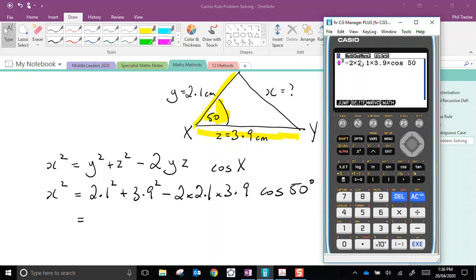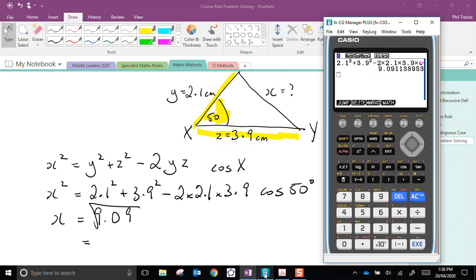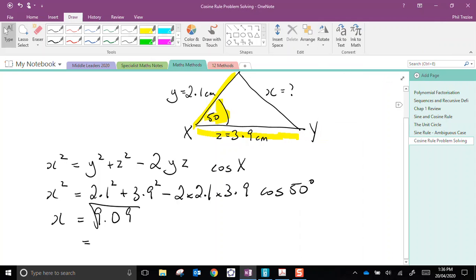Just double check your calculator is on degrees, not radians. And I have 9.09, but of course that's x squared, so I'll need to take the square root of that answer. A common mistake is to stop there. So I need the square root of the previous answer, 3.02 if I round off. 3.02, and our unit was centimetres.